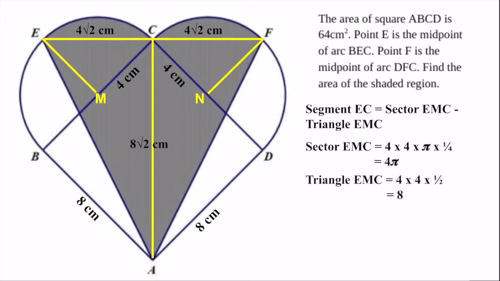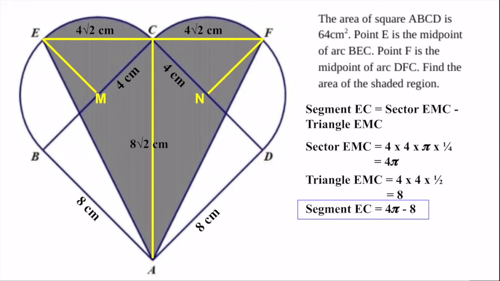Next, let's calculate triangle EMC. That will be base times height times a half. So 4 times 4 times a half is 8. Now that we have both the area of sector EMC and triangle EMC, we can calculate the area of segment EC. That will be sector EMC minus triangle EMC, which is 4 pi minus 8.